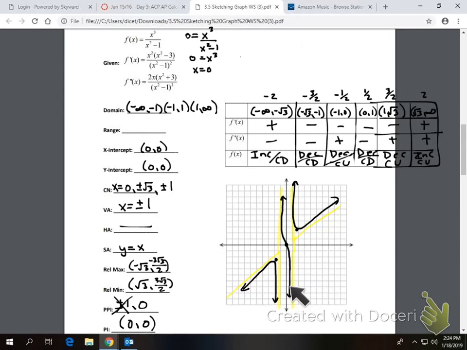I'm not gonna lie. What's my range? From negative infinity to infinity.